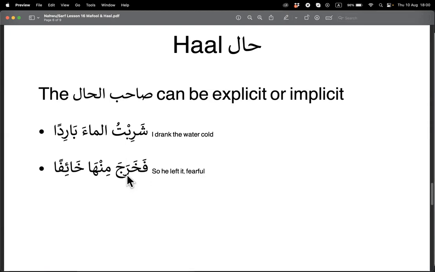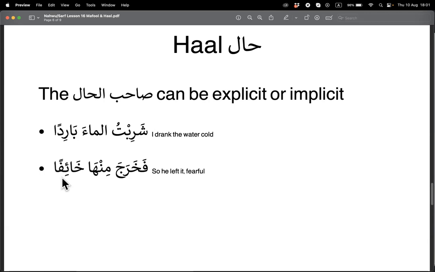Kharaja means to leave. Minha, basically the city. He left from the city, basically. Khaifan, fearful. So this is actually hal. But hal of what? What is it describing? We have two things that are proper. We have ha, and what else is proper? What do you think this is describing? Fearful.